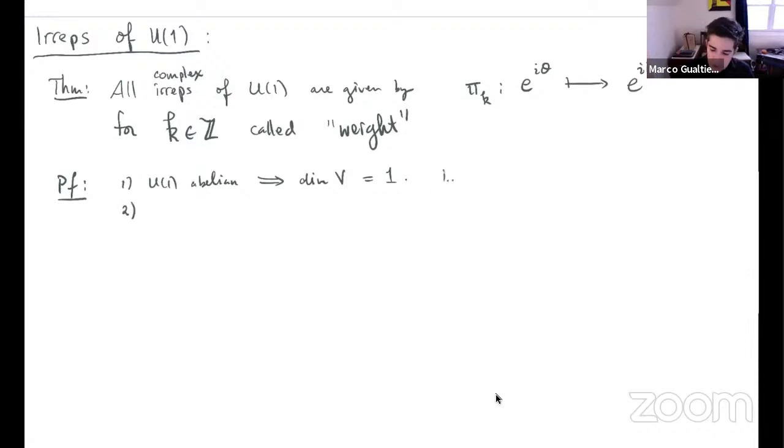So this means that the representation is really mapping U1 into C star, the non-zero complex numbers. And this should be a homomorphism, a group hom. So what we're really doing is we're classifying group homs from U1 to C star.